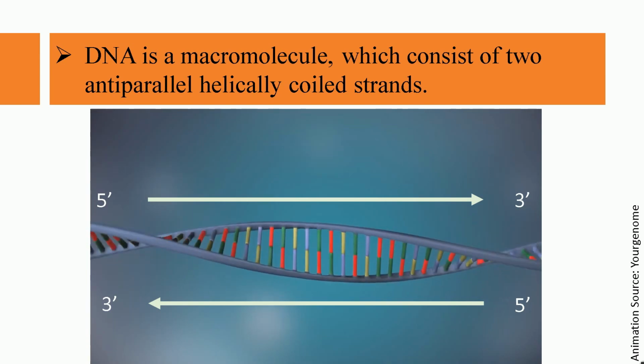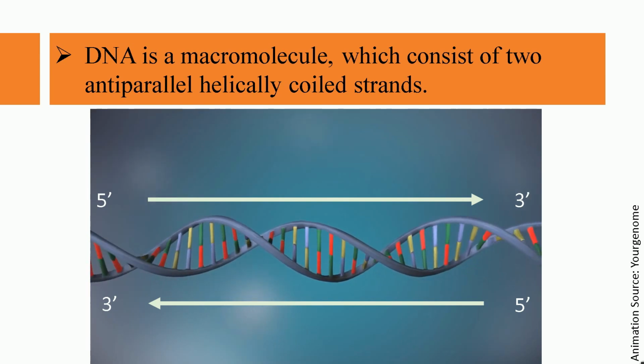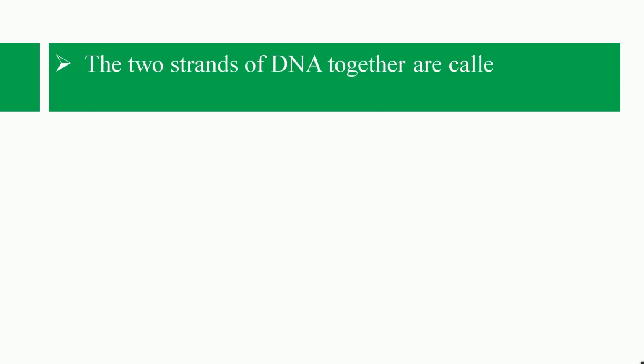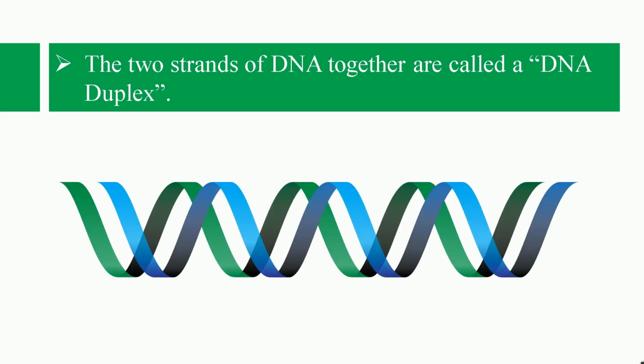And the two strands are helically coiled, that means they are coiled like a spring to form the DNA molecule. The two strands of DNA together are called a DNA duplex. It means a DNA molecule contains two polynucleotide strands which are coiled in a helical fashion, or in a spring-like fashion, to form a DNA molecule.